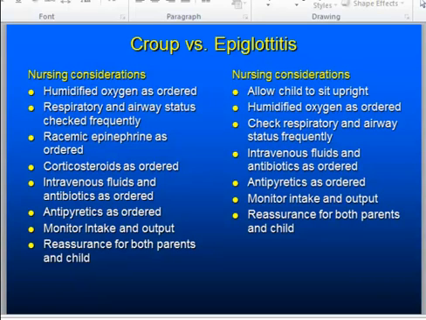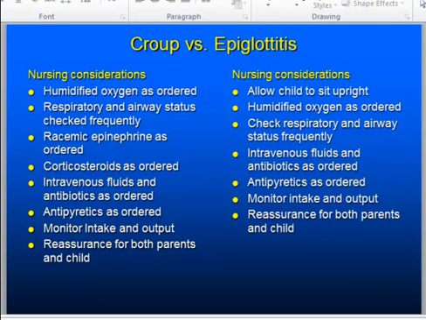Monitor your IV fluids in your child and monitor the child's temperature at least every 4 hours, and give acetaminophen or ibuprofen as ordered. Make sure you decrease the fear. Make sure that you maintain a calm, restful environment.